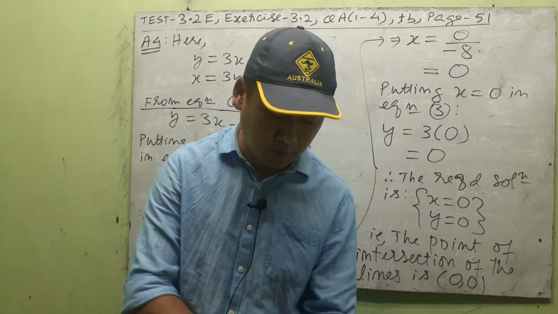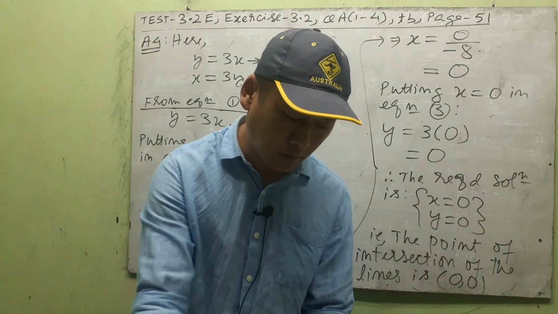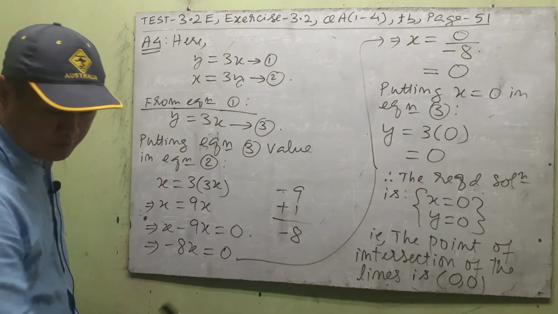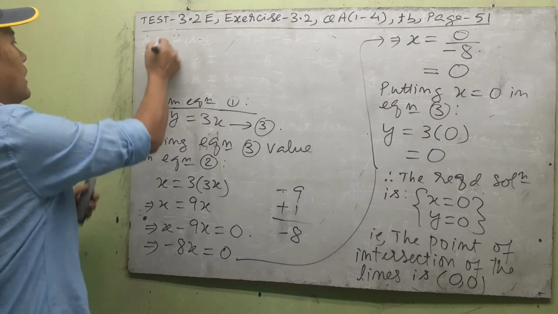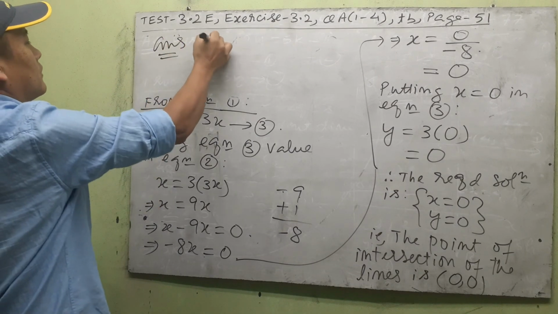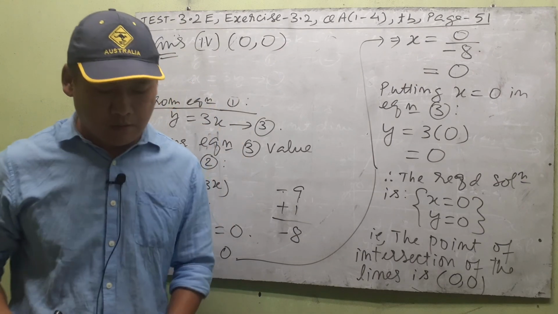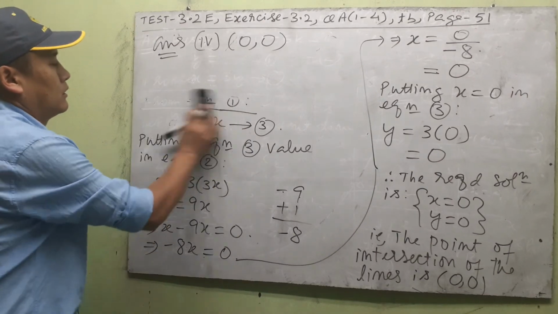Okay, check how the textbook does it here. So that is the answer. The answer choice that matches this 0, 0 is choice number 4. So you write down the answer finally: choice number 4, having 0, 0 as the point of intersection. That concludes the part for test 3.2E.